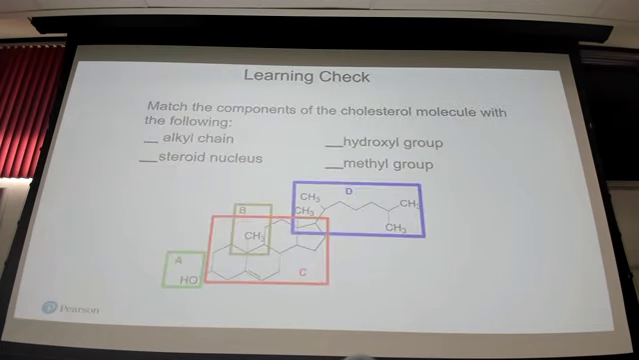So, if we look at this structure below, somebody please tell me what letter represents the hydroxyl group. A, said A. What about the steroid nucleus? C. What about the methyl group? D. And the alkyl chain? D. All right, perfect. Does that make sense? Yes. Would you be able to draw the steroid? No drawing of anything. You just need to be able to recognize it. You guys don't have time for that.